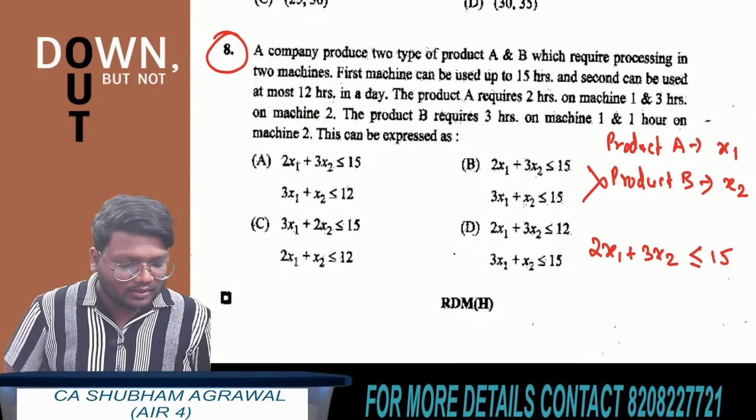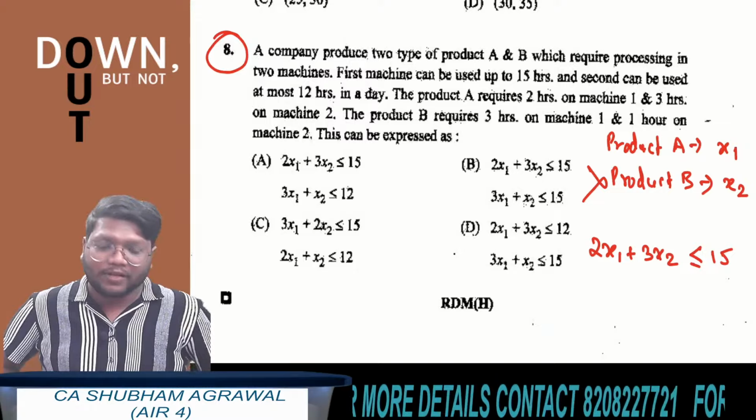Okay. This 2x1 plus 3x2, this should be what? Less than or equals to 15.